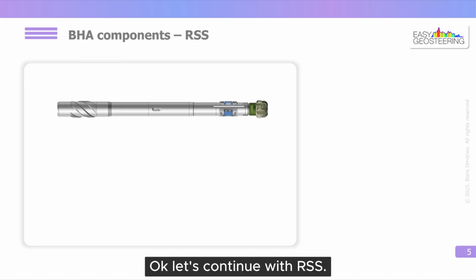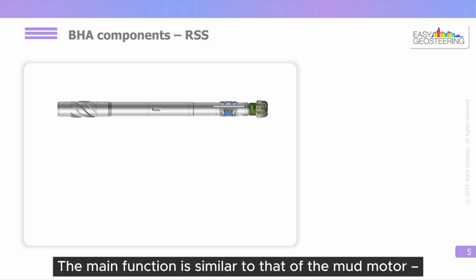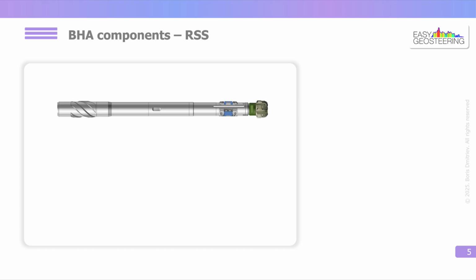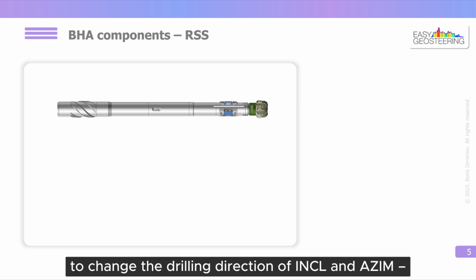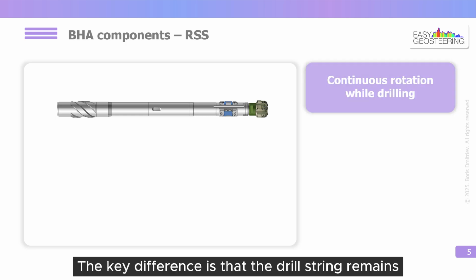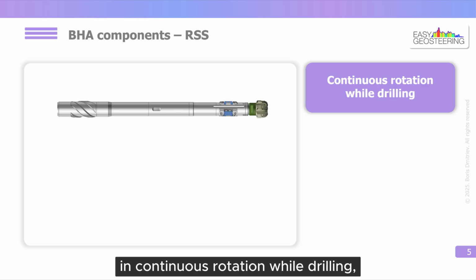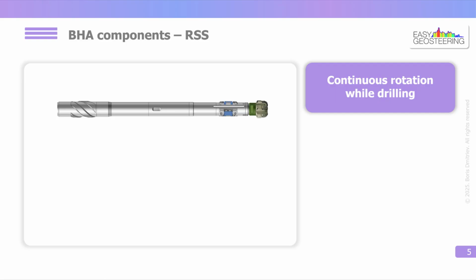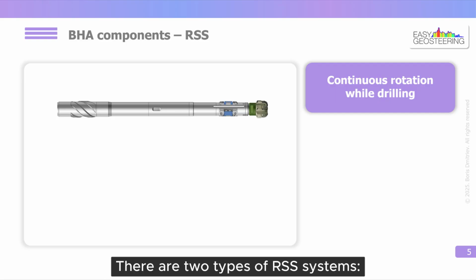Okay, let's continue with RSS. The main function is similar to that of the mud motor, to change the drilling direction of inclination and azimuth, but it operates differently. The key difference is that the drill string remains in continuous rotation while drilling, eliminating the need for slide intervals. There are two types of RSS systems, push the bit and point the bit.